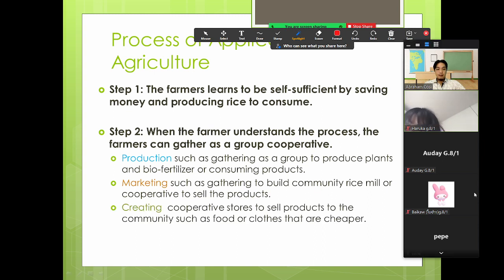Next one, please read. Creating cooperative stores to sell products to the communities such as food or clothes that are cheaper. So creating a cooperative. We've discussed before that we had this OTOP project, right? They sell products to the community, which of course would be cheaper.